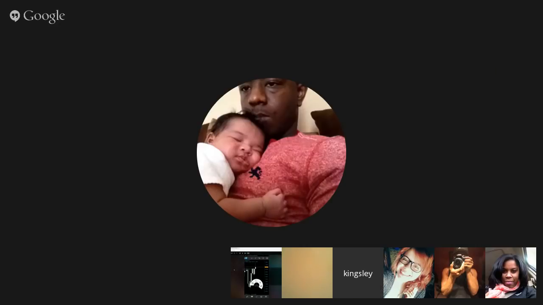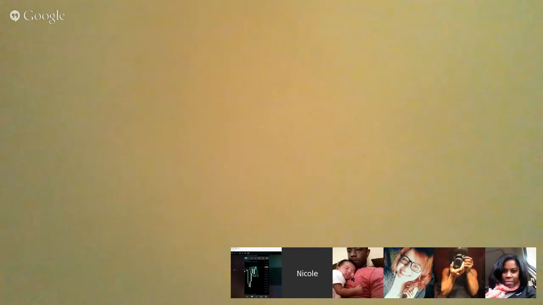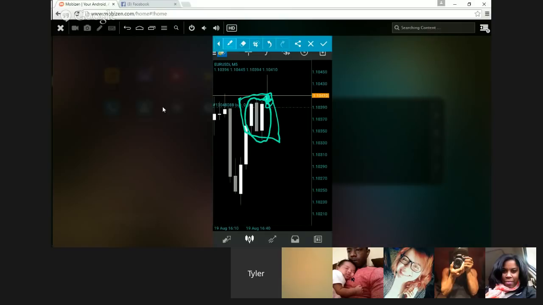The hour just started. It closed in like a flaggish type pattern right here. I'll show you. Never mind this candlestick right here. Look at these three. All right, so those three candlesticks.